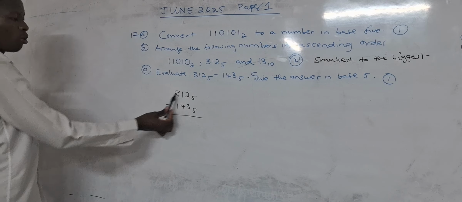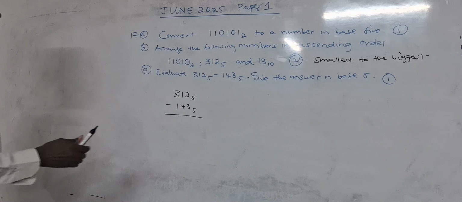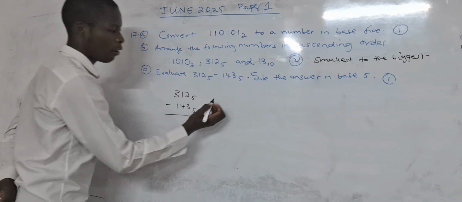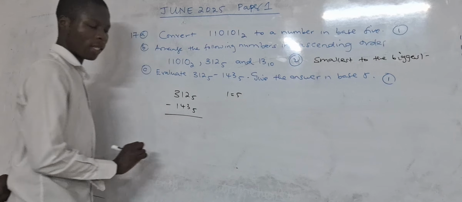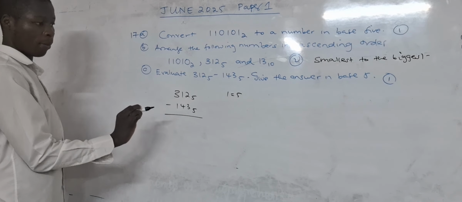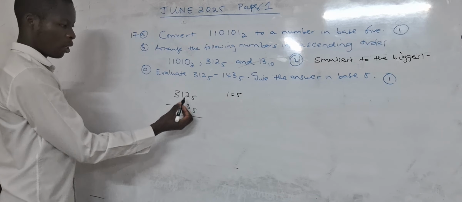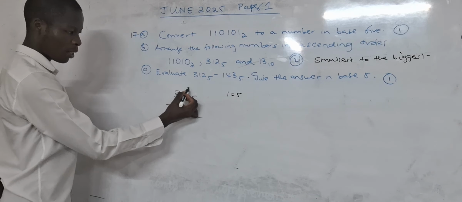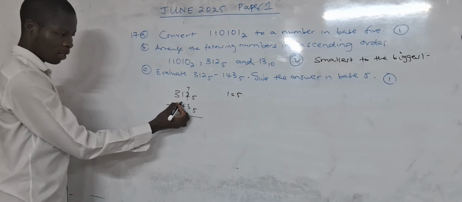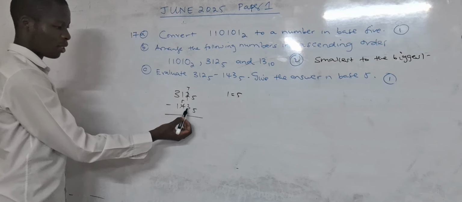See, 2 subtract 3, it's not possible. So you borrow 1. But see, we are in base 5. In base 5, 1 is equal to what? Is equal to 5. So 2 subtract 3 is not possible, right? So I'm going to borrow 1. But this 1 is equal to 5. So 5 plus 2, what is the answer? 7. The moment you borrow 1, you increase this number, it becomes 5. So 7 subtract 3, what is the answer?